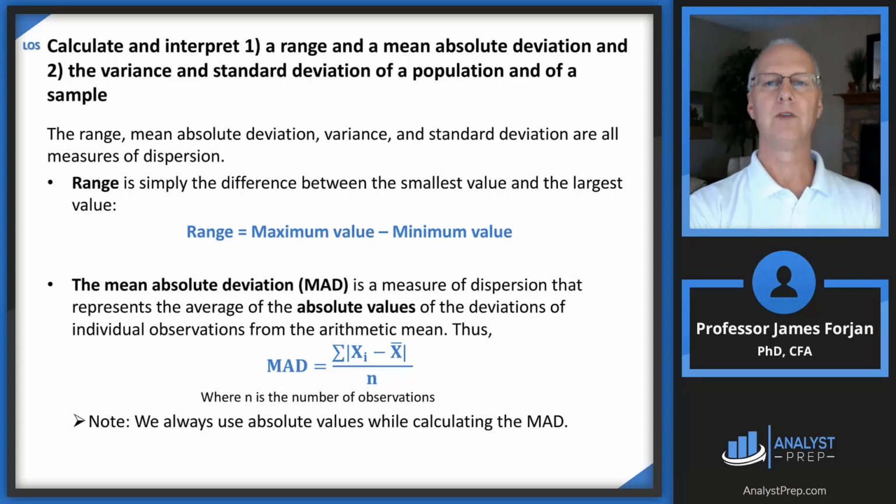All right, how about a range? This will be relatively easy. And then the mean absolute deviation as well. Then we'll have to spend a little time on variance and standard deviation. So the range is simply the difference between the max value and the minimum value. We did that a few slides ago.